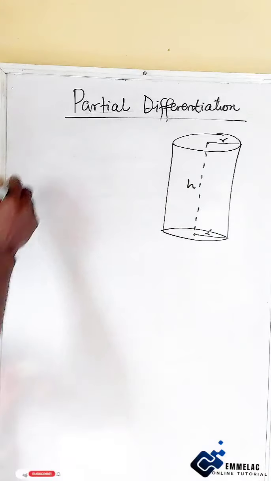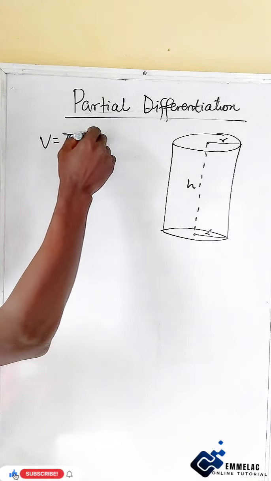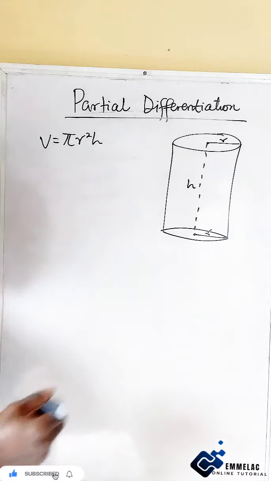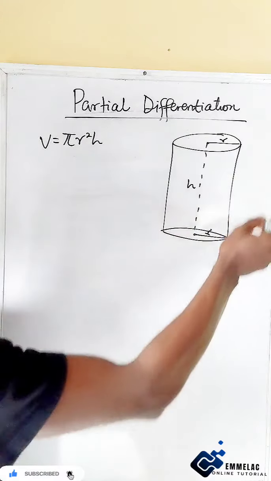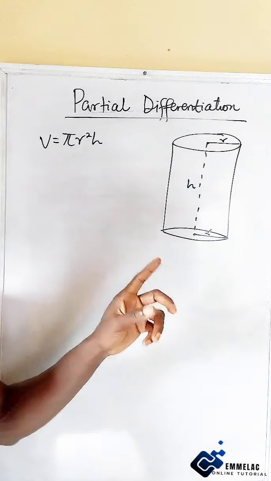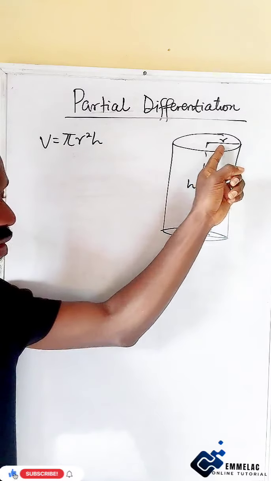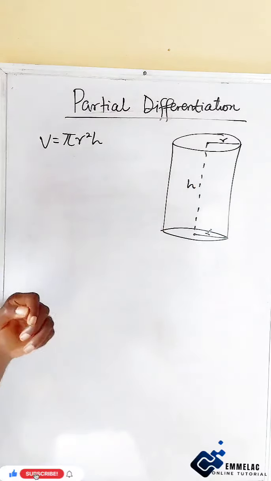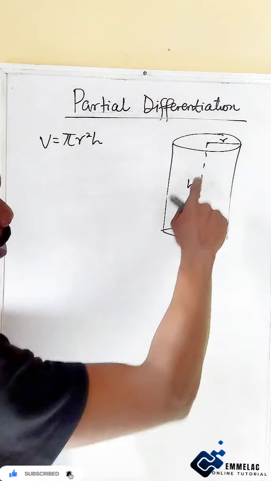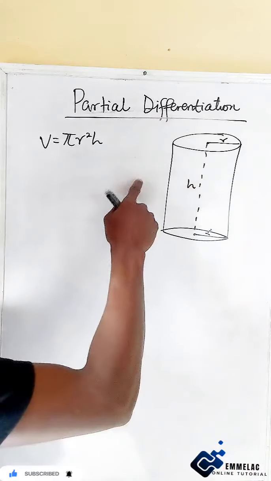Now we know that the volume of a cylinder is given as pi r squared h. Now the volume of this cylinder is dependent on two variables, which are the height and the radius. And what do I mean by this? It means an increase in either of these two quantities will result in an increase in the volume.